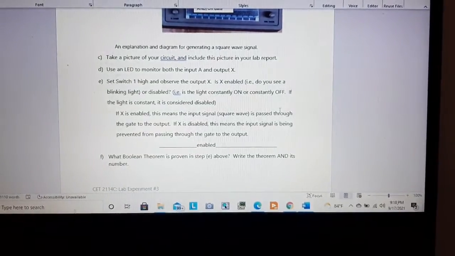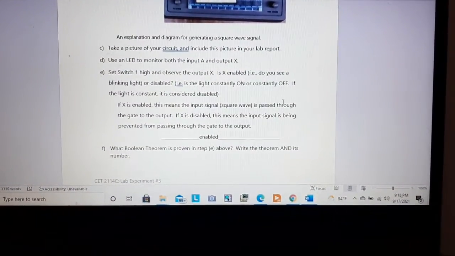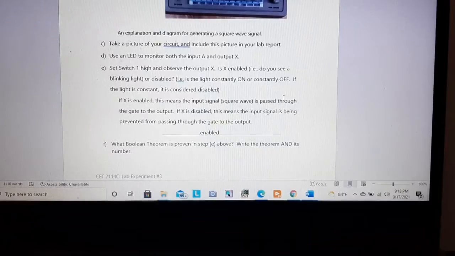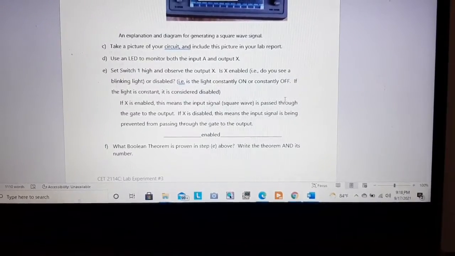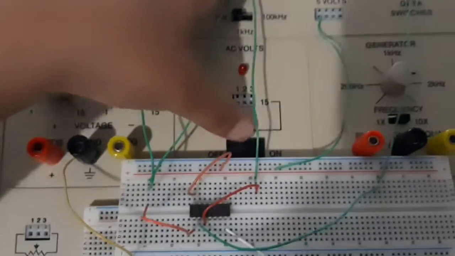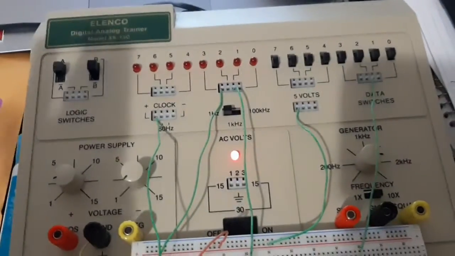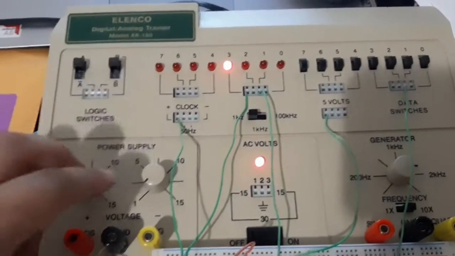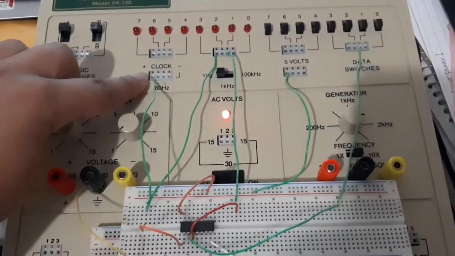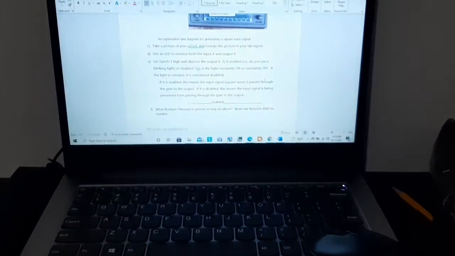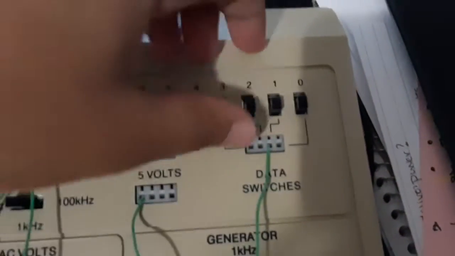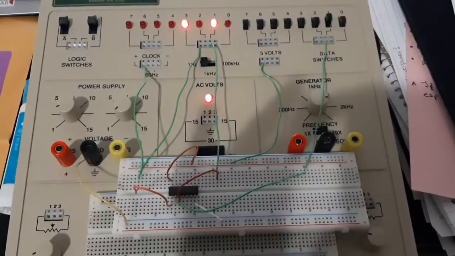Now, beginning with the first part of part 1, it says to set switch 1 to high and observe the output X. I'm just going to turn on the lab kit. We have a blinky light, which is the square wave signal, and LED number 3. I'm going to set switch number 1 to high. And we now have 2 blinking lights. That is my circuit right there.